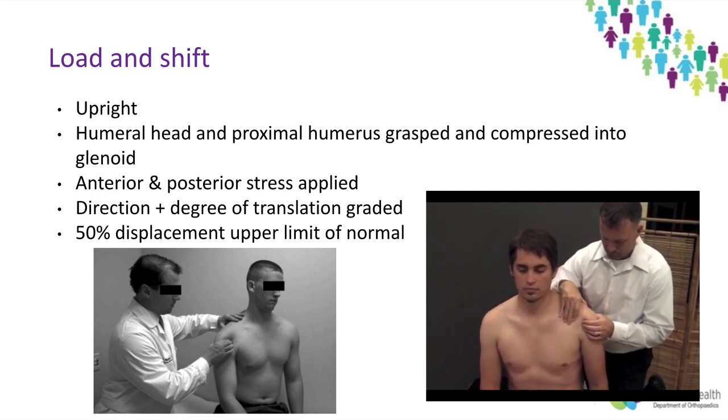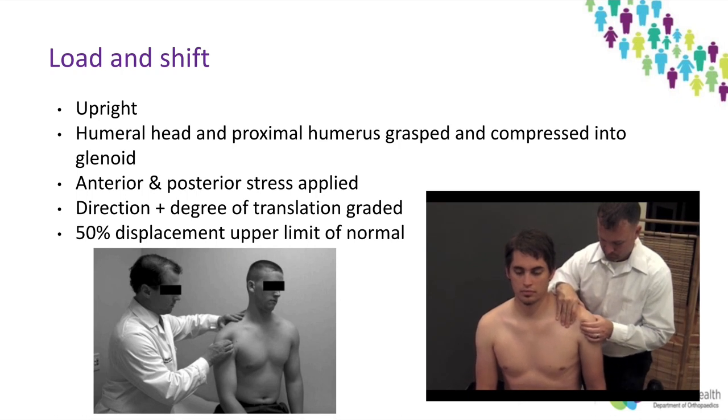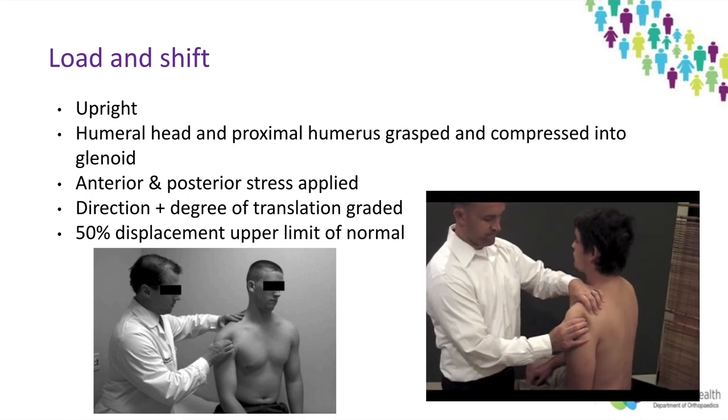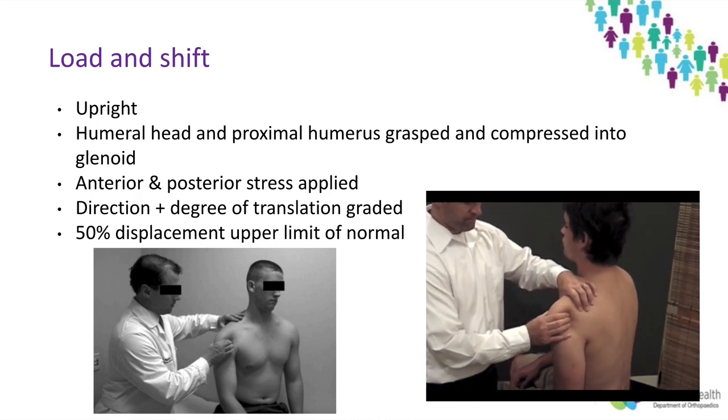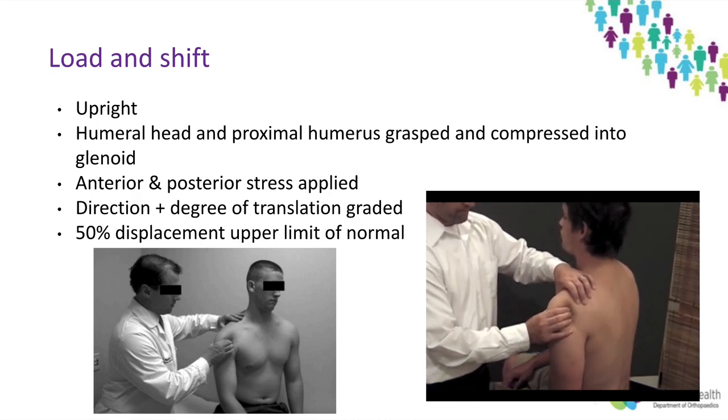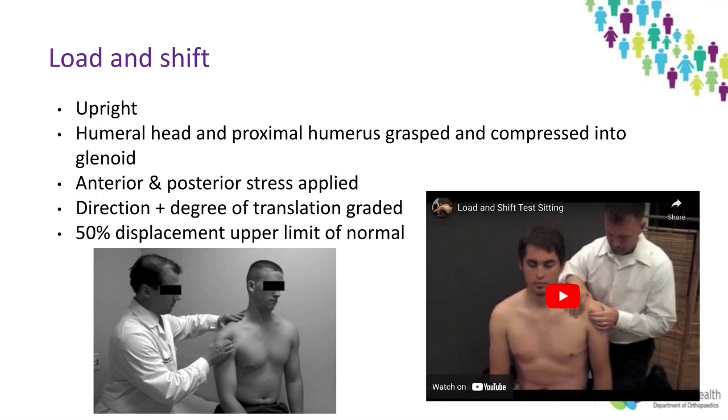The load and shift test. In this case, the patient is upright. The humeral head and proximal humerus is grasped and compressed into the glenoid, and then an anterior and posterior stress is applied. The direction and degree of translation is graded, and 50% displacement is the upper limit of normal.